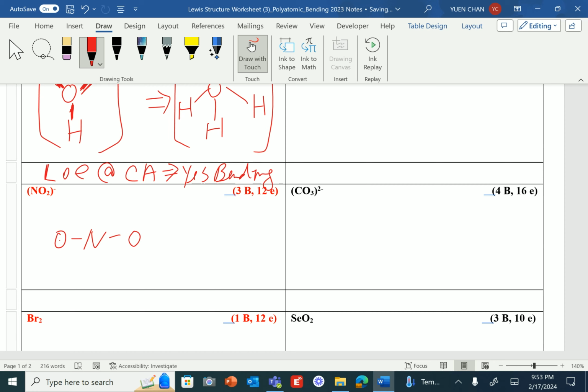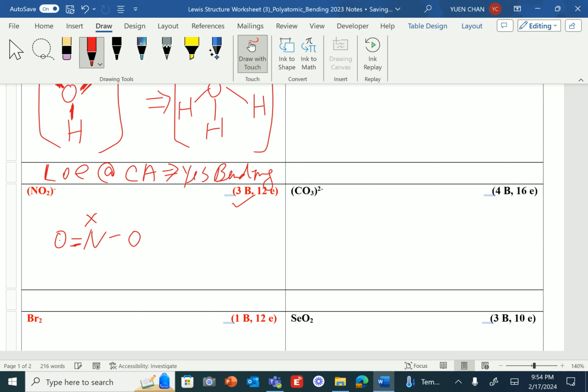So I start with the N in the middle, 2 O on the side, and then start with single bond. My bonds tell me that I have 3 bonds, no good. So one of them must be a double bond. So let's say I'm going to put it on right here. So my bond is happy, but my electrons are not happy. Let's look at every single one. Now my N has 6 electrons because I got 3 bonds, so it needs 2 more electrons.